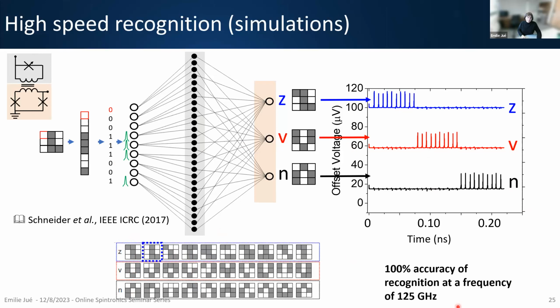And we see that our system can run at a pretty high frequency of 125 gigahertz. Here we are aware that this is a very simple network, but we're happy about it because it shows that we can use our neuromorphic cell inside a neural network.